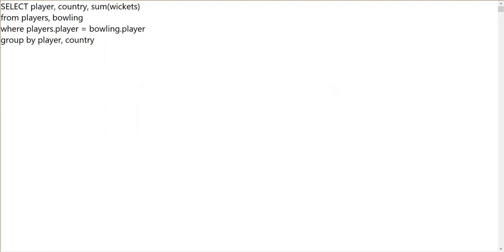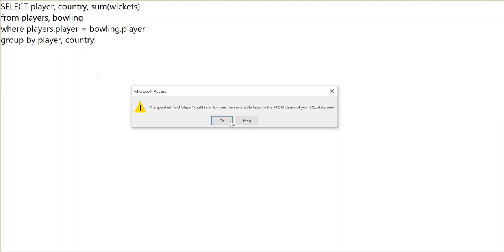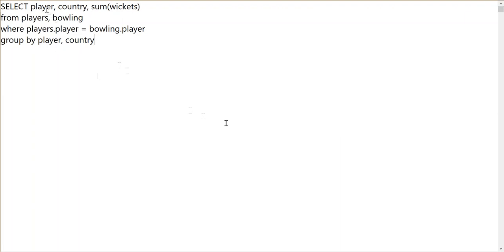Okay, anyone get this error? Okay. Anyone have a guess why that is the case? So it's got a problem with that. Because there's a player in both. Okay, player is in the batting table and the players table. We all happy with that? Yeah. We just have to specify one of them.